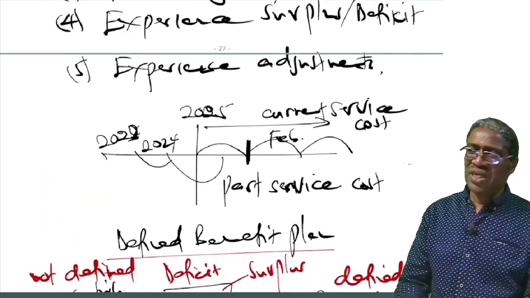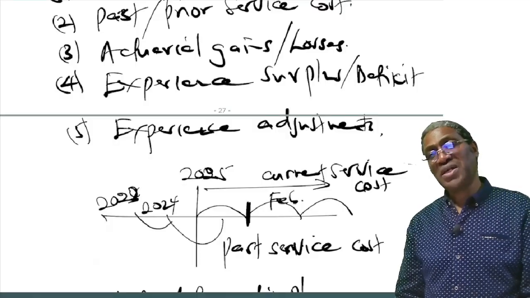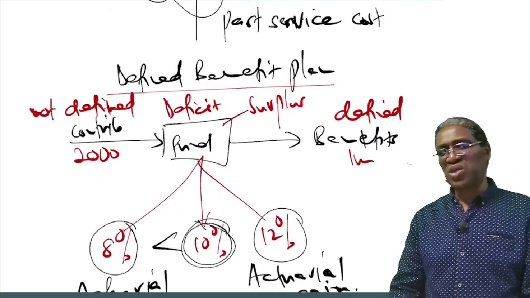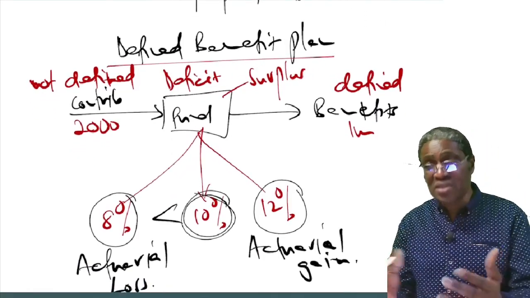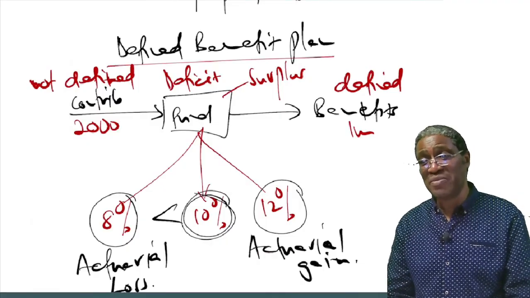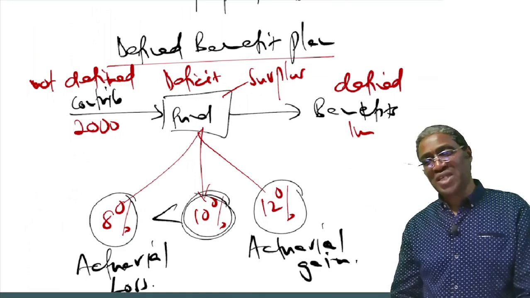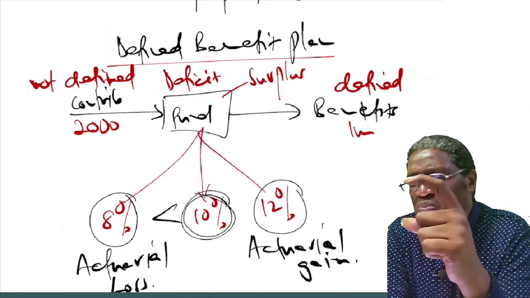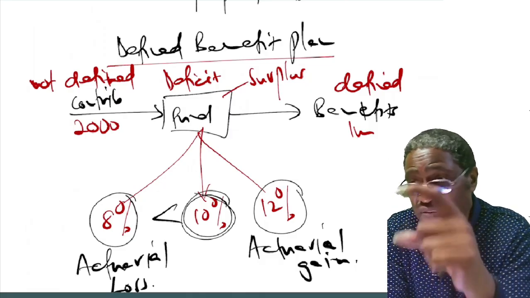Next term is what I called experience surplus and deficit. Listen, it's still very much related to what we have said. Don't forget, I've just mentioned deficit when I was explaining this defined benefit plan. I also mentioned surplus when I was explaining. Now, listen. So when you're taught to define what's an experience surplus, what is an experience deficit?